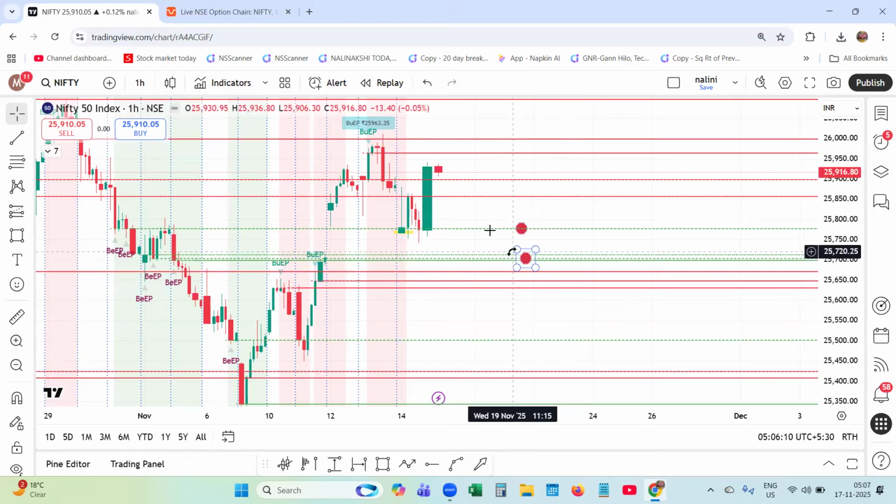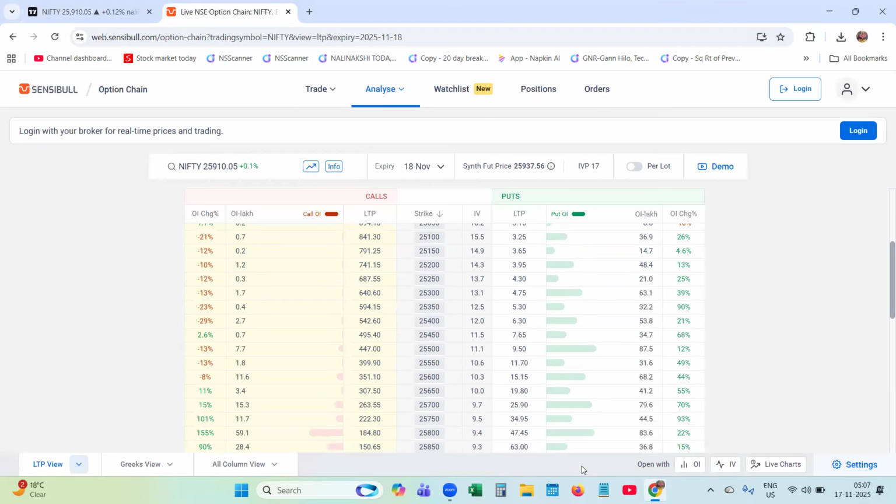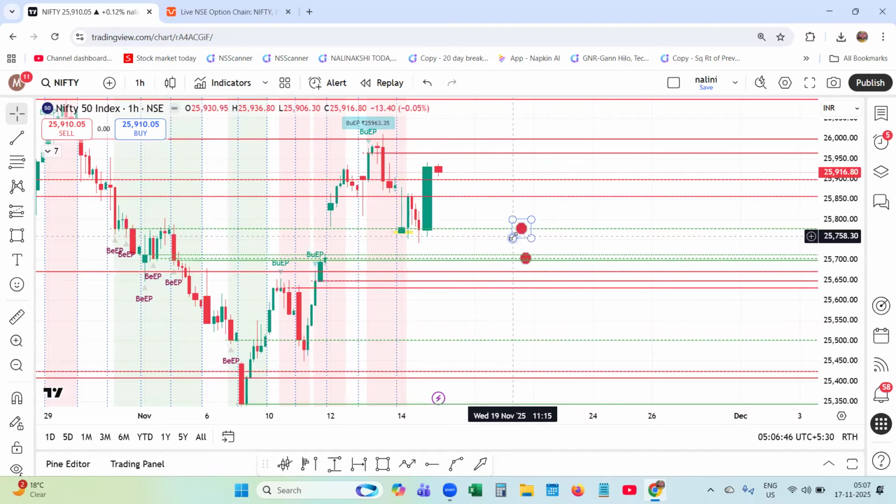So here you can see, if I come to hourly, these are the option chain levels 25,700 and 25,769. Here you can see the maximum number of open interest is built around 25,700 and the next level is 25,800. So in between you are not getting any big line. So you will not know whether the market will stop here or take the support.